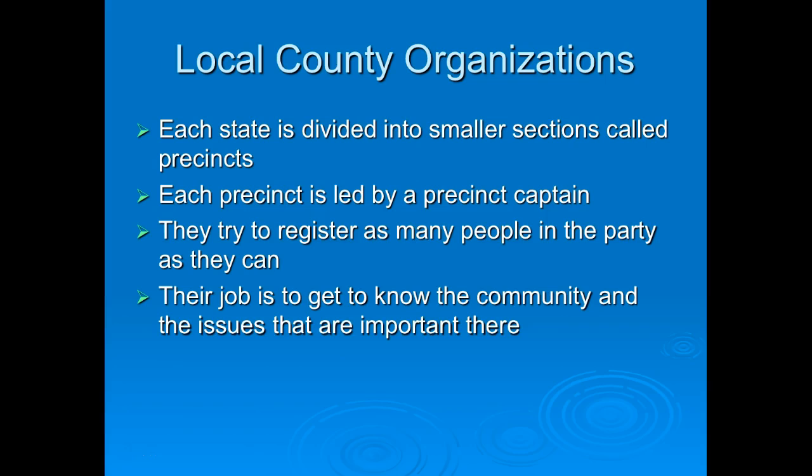And their idea is to keep the pulse in the community. What's important to the community and what are the important issues to that community, and report that to the party, who then reports that to the state, who then reports it to the national, so they can form campaign strategies. Okay? And most of the day-to-day party work is done at the local county level.